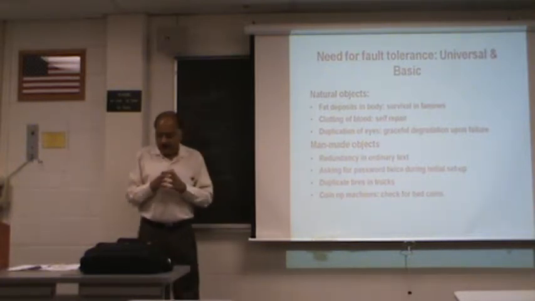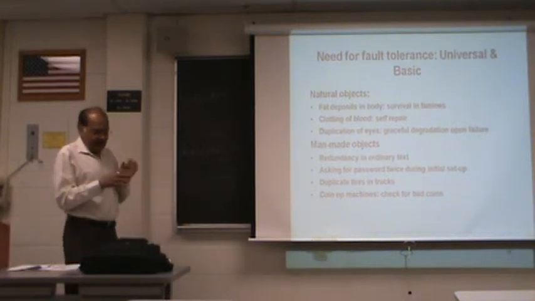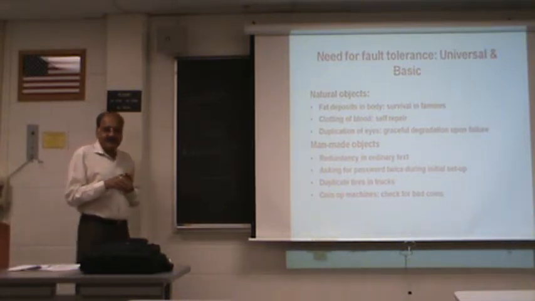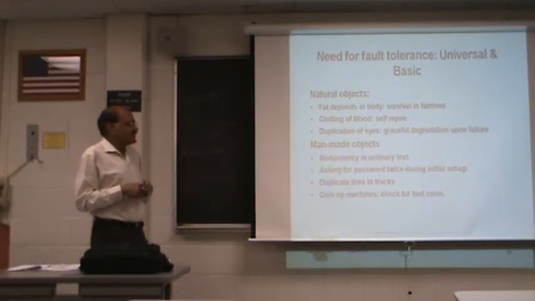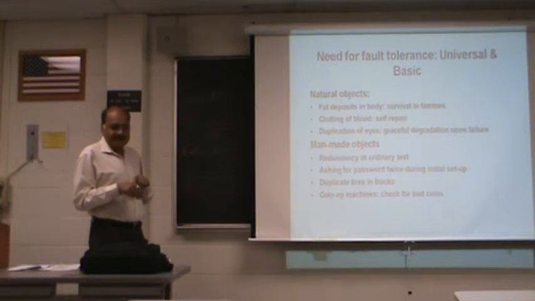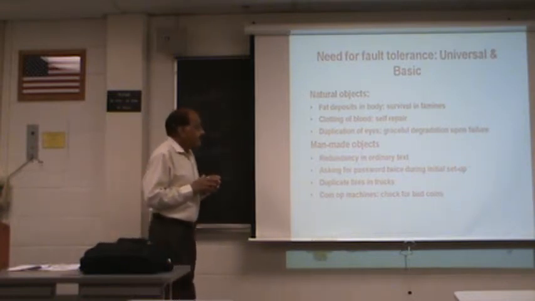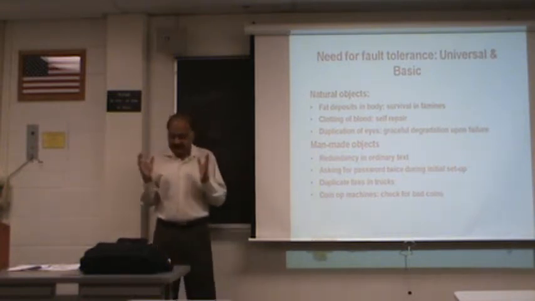Clotting of blood. One amazing thing is that if your skin gets punctured, your blood keeps coming out. But sooner or later it is going to stop flowing, because if it doesn't, then of course you'll die. So sooner or later, the blood is going to clot, and that is an example of self-repair. So your body heals itself most of the time. And of course we have other examples of fault tolerance.